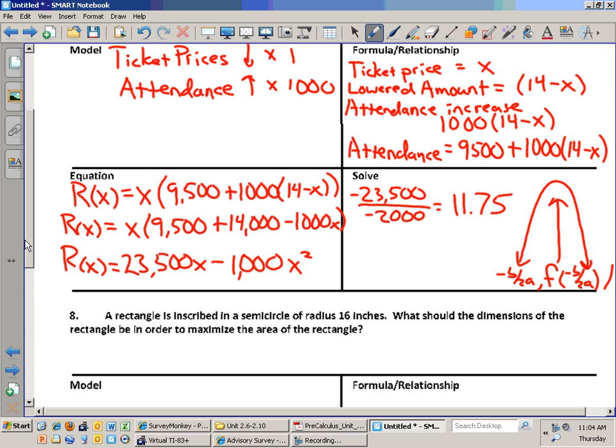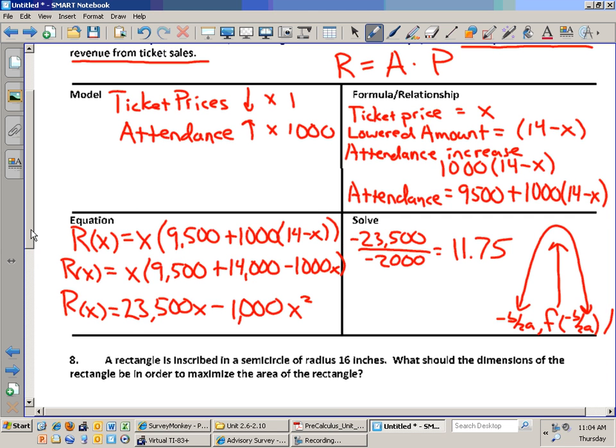What if I wanted to know what the attendance would be? Okay, I could put it up here and solve, or I could take this and put it in for X here. That would generate for me the attendance. So notice the different equations you have floating around. This is why we organize it in this way. Any questions on this problem?